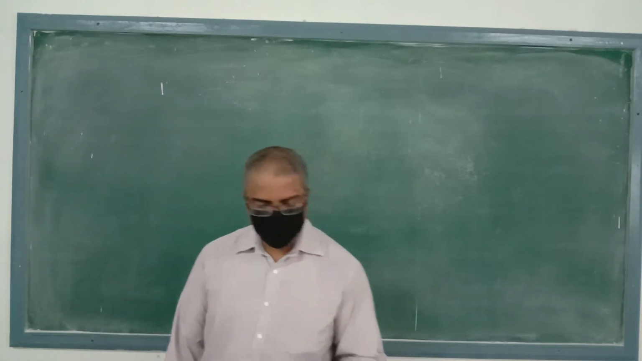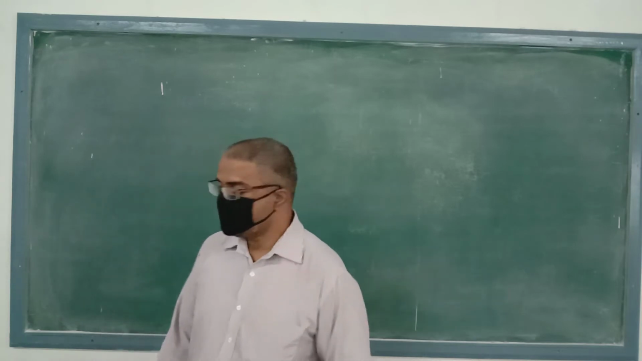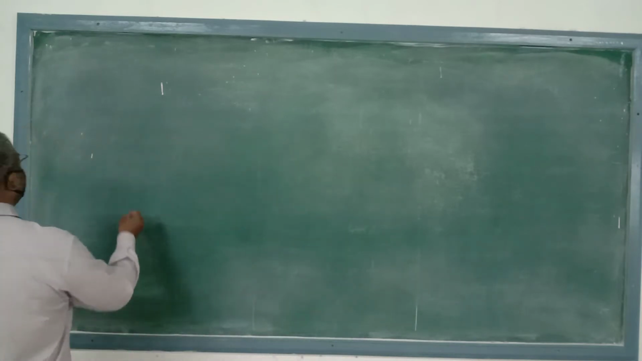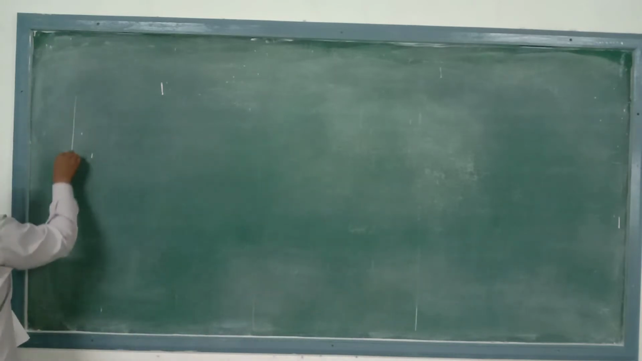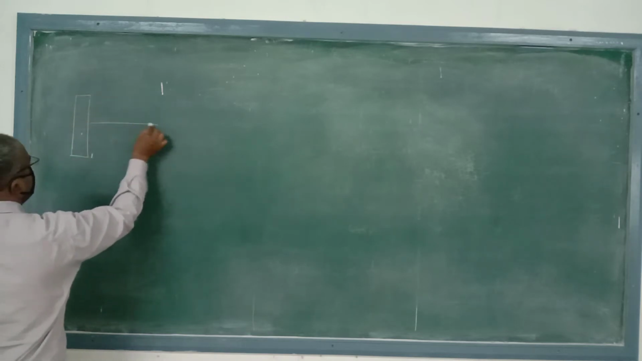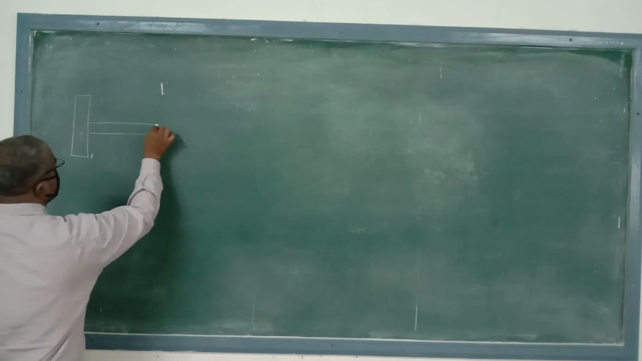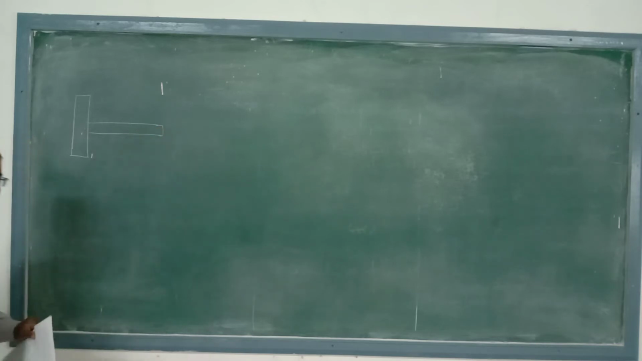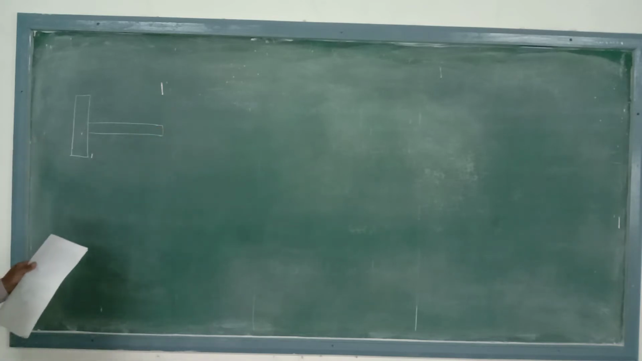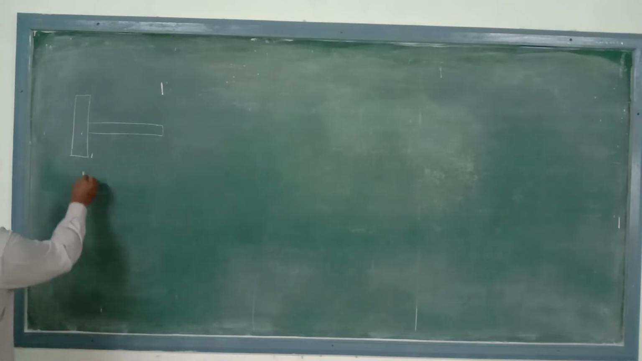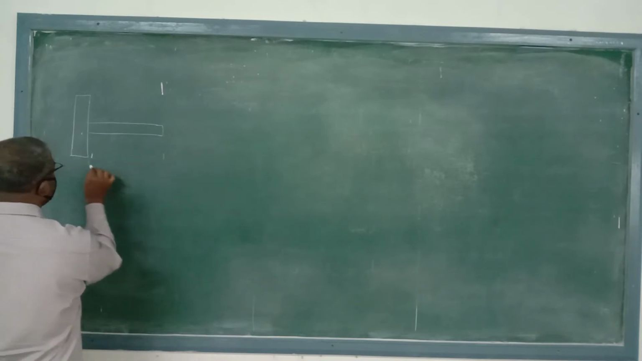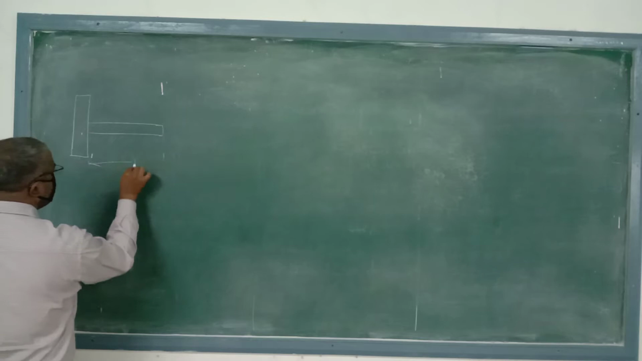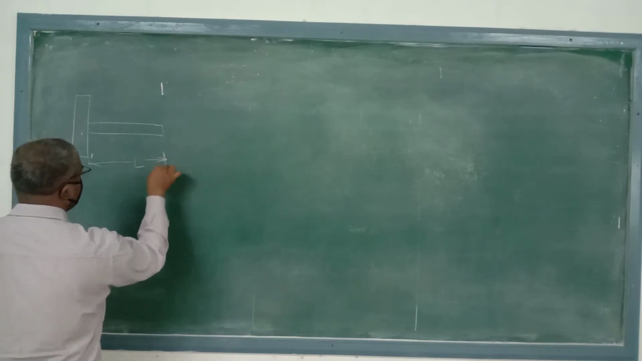So in this problem, they are saying that it is a metallic rod and we have to consider it as a fin. Okay, so we are going to draw the figure of this metallic rod fin.